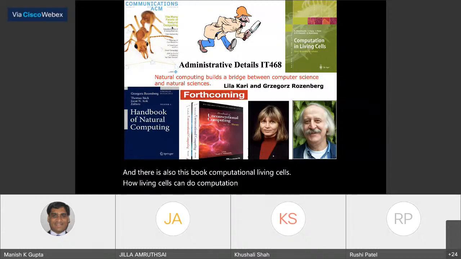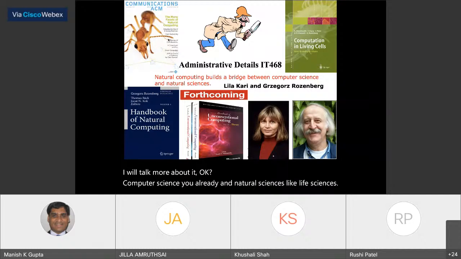So basically, what is natural computing? Natural computing builds a bridge between computer science and natural science. So this is a key idea. I will talk more about it. Computer science you already know; natural sciences like life sciences have a lot of other things.